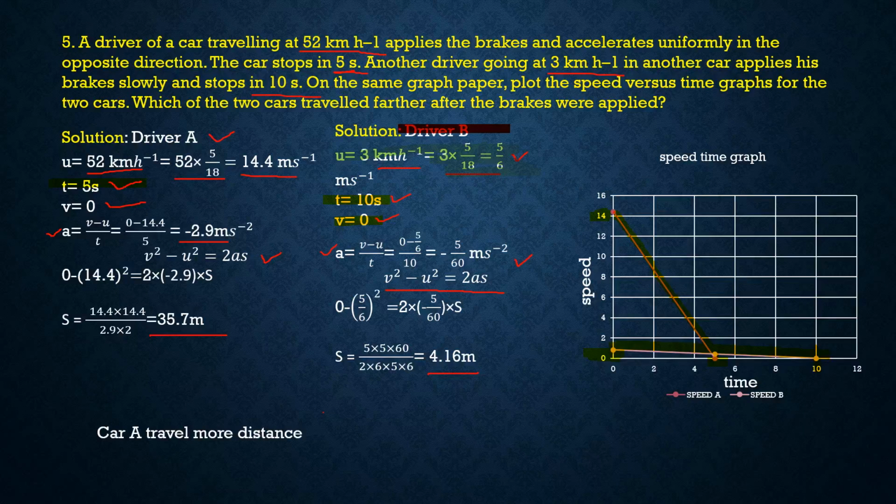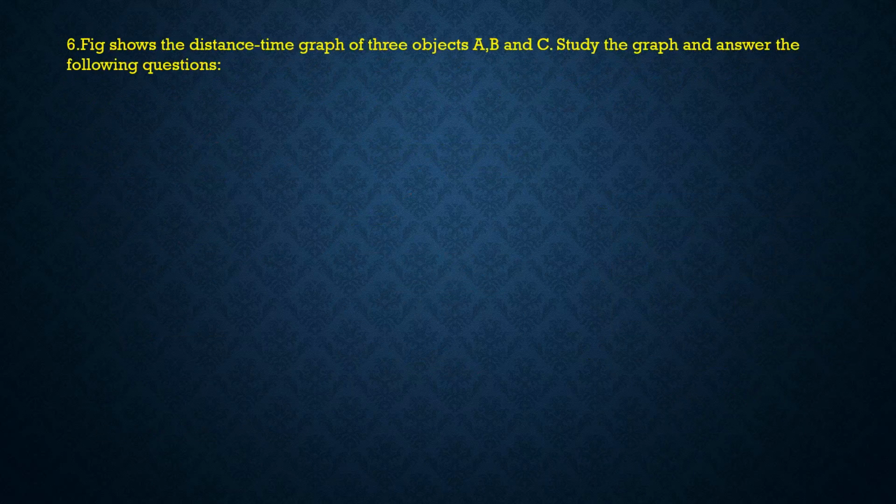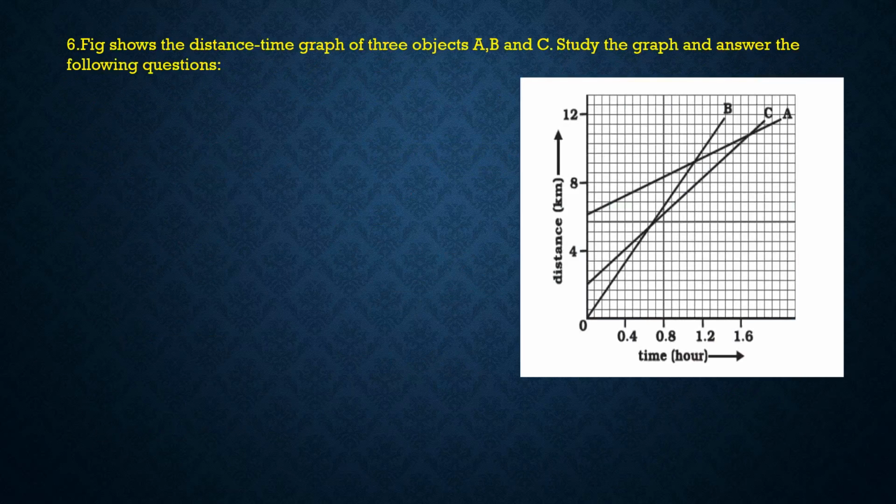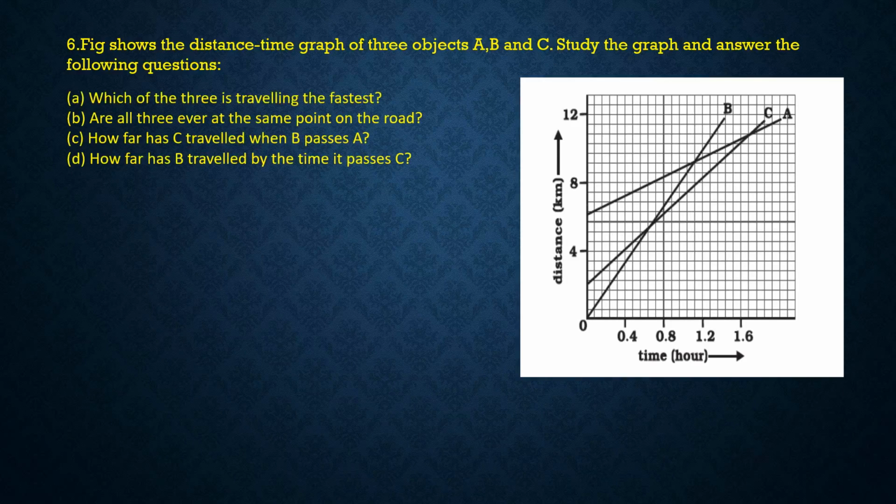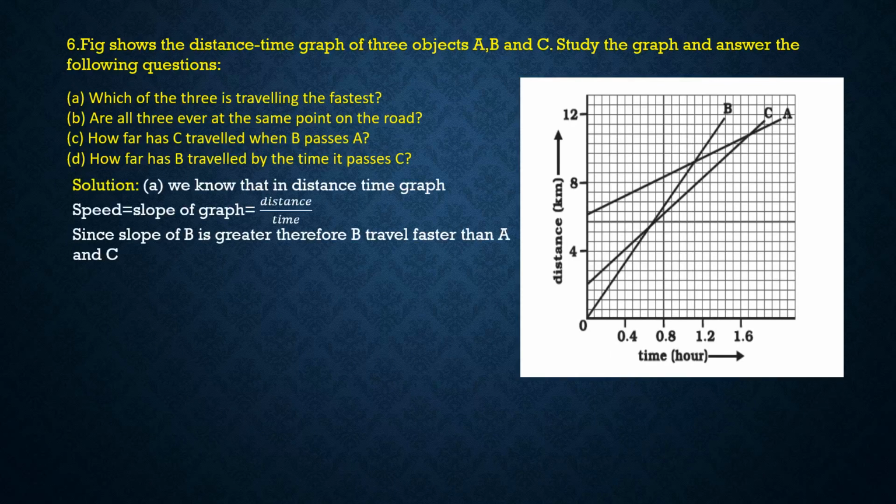Now this figure shows the distance time graph for three objects A, B and C. Study the graph and answer the following questions. Which of the three is traveling the fastest? So we know that in a distance time graph, the slope of the graph gives the speed. So here we see that the slope of B is more than C and A. So slope of B is greater than C and A. So B travels faster than C.